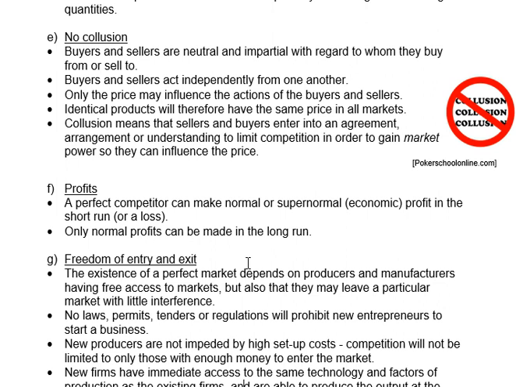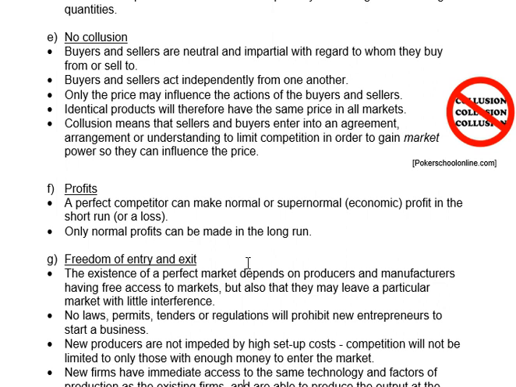In the perfect market, both your buyers and your sellers are neutral and impartial with regard to whom they buy from or sell to. As I said, buyers and sellers act independently from one another. Remember, I said each seller doesn't even look at what the other seller is doing because each individual seller is a price taker. Nothing any individual seller can do can change the price. So why should I even be concerned with what my competitors are doing? It has no effect on me because all of us are price takers.